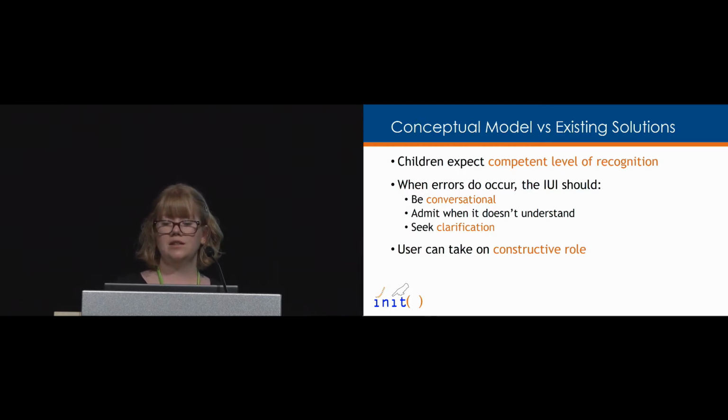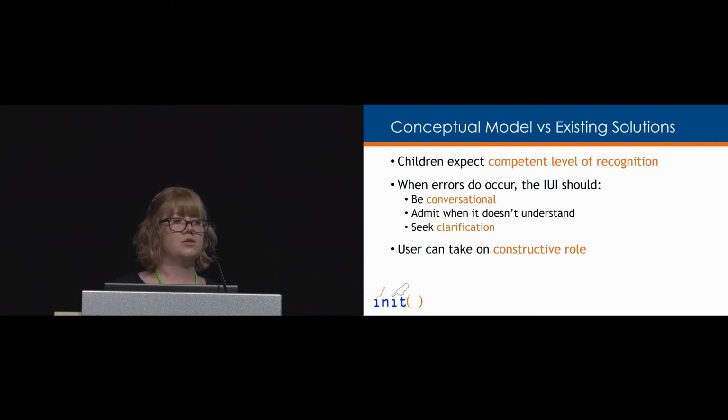So we compared our conceptual model to existing systems. Past design recommendations have helped decrease errors, but they haven't really considered children's expectations of what should happen when an error does occur. So based on our conceptual model, we saw that children really expected competent level of recognition. And when looking at error detection and correction, IUIs should really be conversational, admit when it doesn't understand, and seek clarification. This is really interesting because it goes against existing techniques such as autocorrection, which just tries to do it in the background. But the children really wanted the system to say, like, "I don't understand."